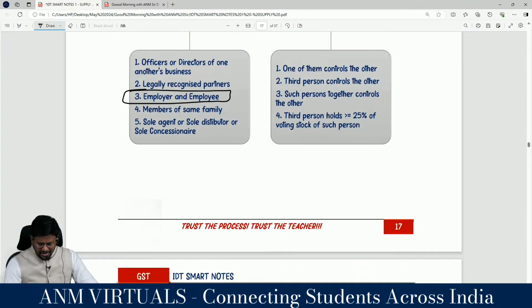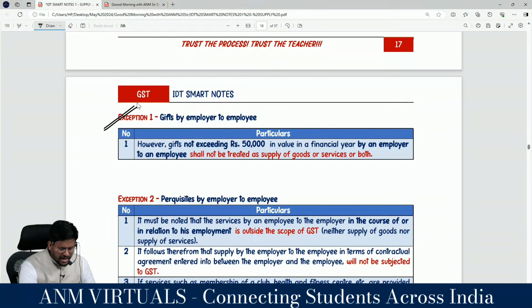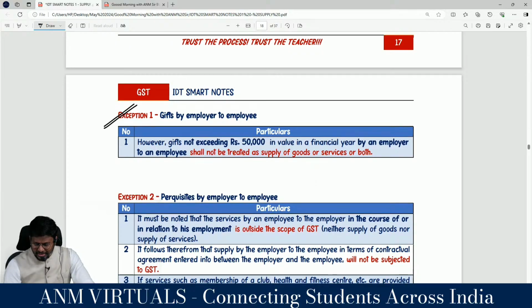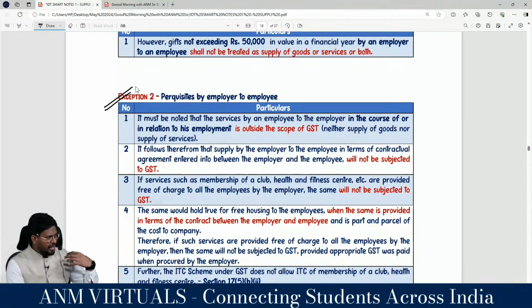Correct? Yes, but it has two exceptions, my dear students. Exception number 1: gift by the employer to the employee. If any service has been provided by the employer to the employee up to a gift amount of 50,000 in a financial year, it will not be treated as deemed supply. The second exception: perquisite by the employer to the employee. If I am an employer providing perquisite to all my employees in the course of employment, it will not be regarded as deemed supply.